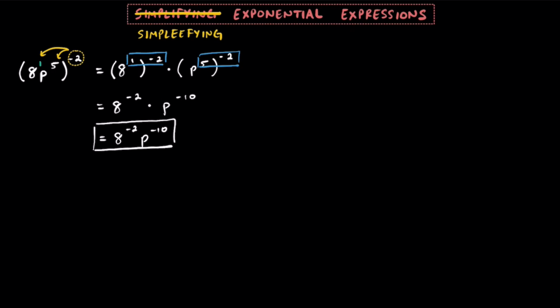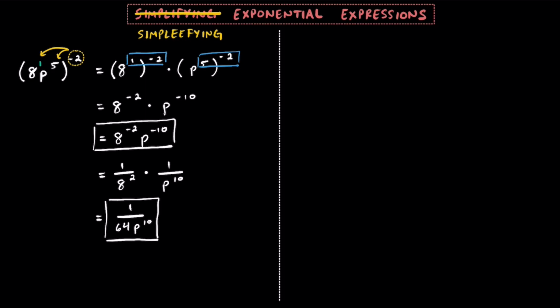However, if the directions are that you need to write your simplified expression using only positive exponents, keep in mind that this 8 to the negative 2nd power is equivalent to 1 over 8 to the positive 2 power, and p to the negative 10th power is going to be 1 over p to the positive 10th power. If you multiply these two together, 1 times 1 on top is going to be 1, and on the bottom, 8 squared is going to be 64, so we can rewrite this as 1 over 64 p to the positive 10th power. So using positive exponents, this would be the simplified expression.